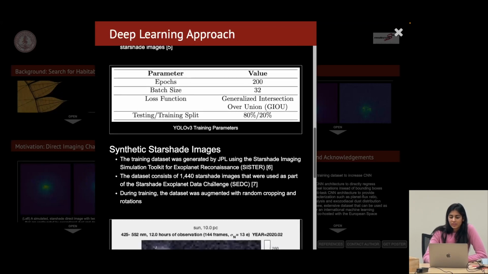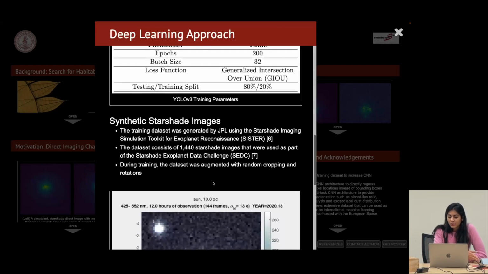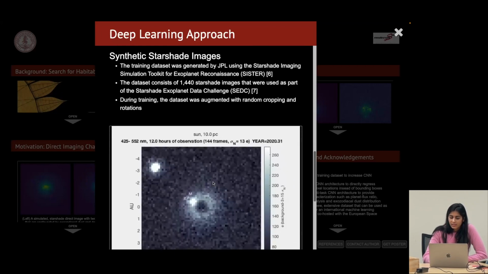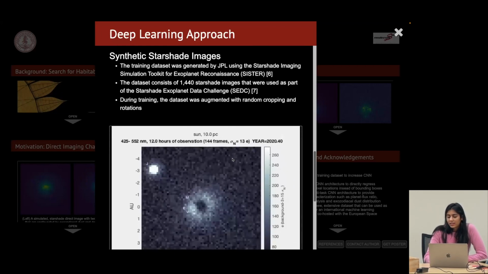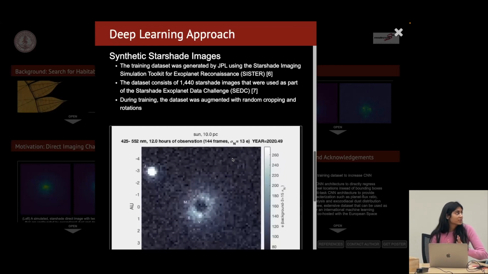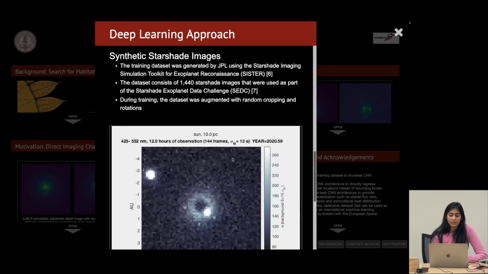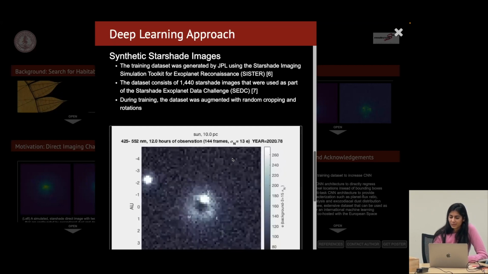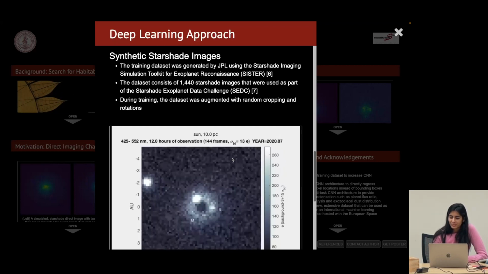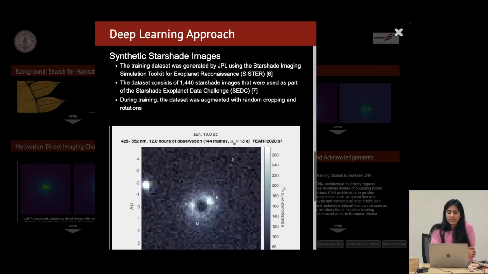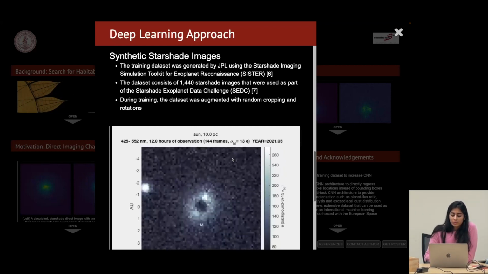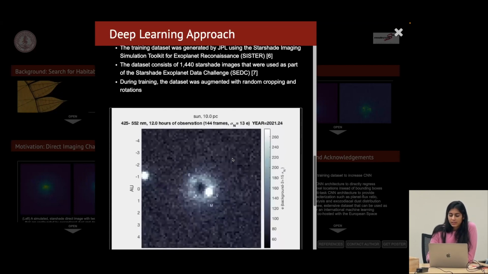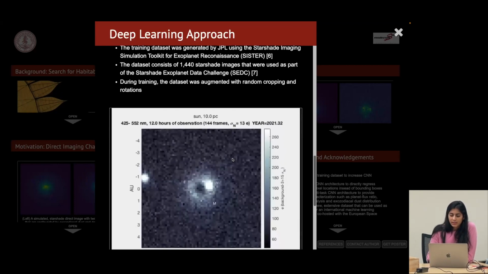As I mentioned, the key constraint to prior machine learning applications has been the data set, or the lack of data. What really enables this research is the Starshade Imaging Simulation Toolkit for Exoplanet Reconnaissance, which is a bit of a mouthful, or SISTER for short. This is a new starshade image simulator that JPL has created.